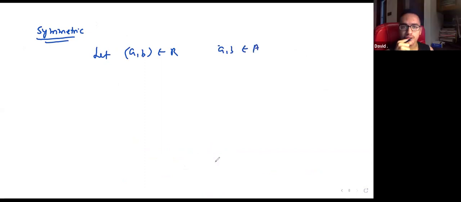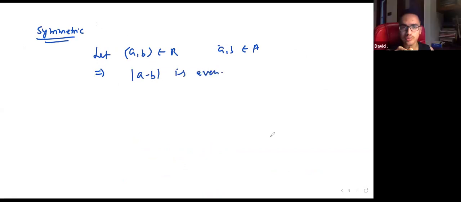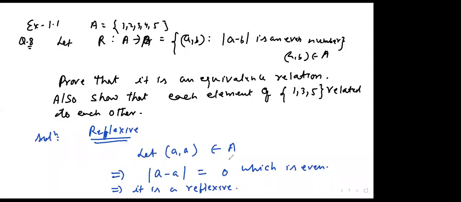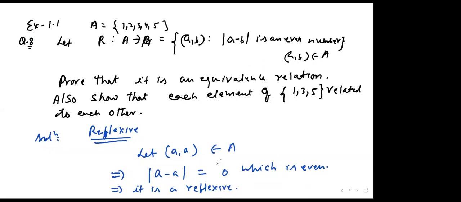Come to the symmetric relation. Let (A, B) belong to R, and both A and B are elements of set A. (A, B) belonging to R means it's been given that A minus B is even. Do you understand, David? No. See, here we had not taken that (A, A) belongs to R. Rather, we had just taken A, B as elements of set A. We can take an example as well. This question can be done by taking numerical values from set A, 1, 1, 2, 2, 3, 3. But every time you will not be able to use numerical values, because if it is not given in the question, then you will not be able to use that. That's why I'm giving you the general approach for all the questions you can do. Right?